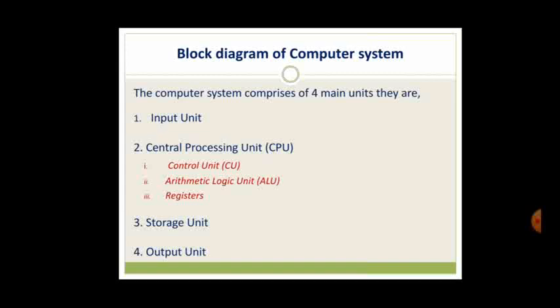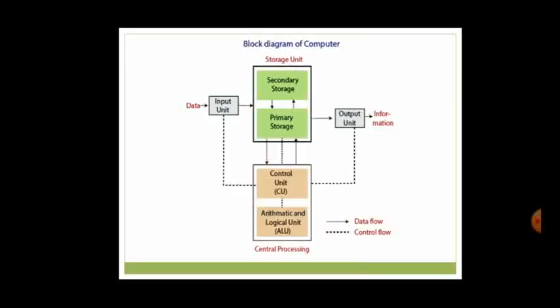Okay, so next move to the block diagram of computer system. The computer system consists of four main units. They are input unit, CPU, central processing unit, storage unit and output unit. The central processing unit in turn consists of control unit, arithmetic logic unit and registers. Now let us see how computer works. In the block diagram you can see two types of lines. One is solid line which denotes data flow and another is dotted line which denotes control flow.